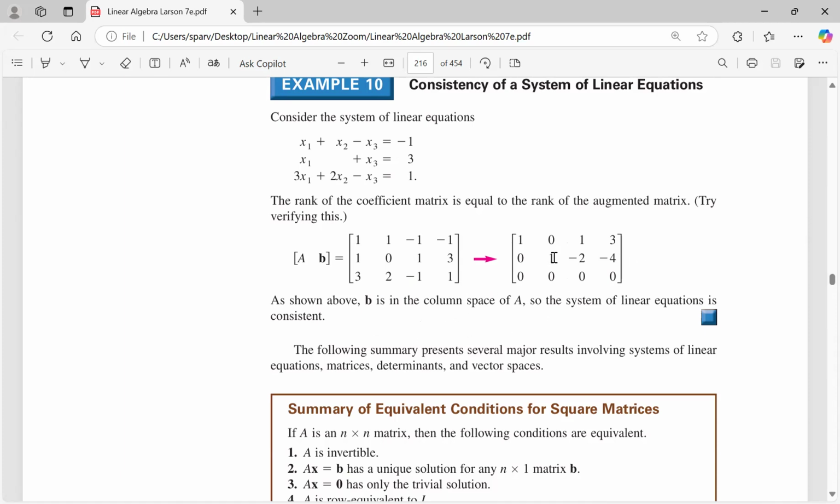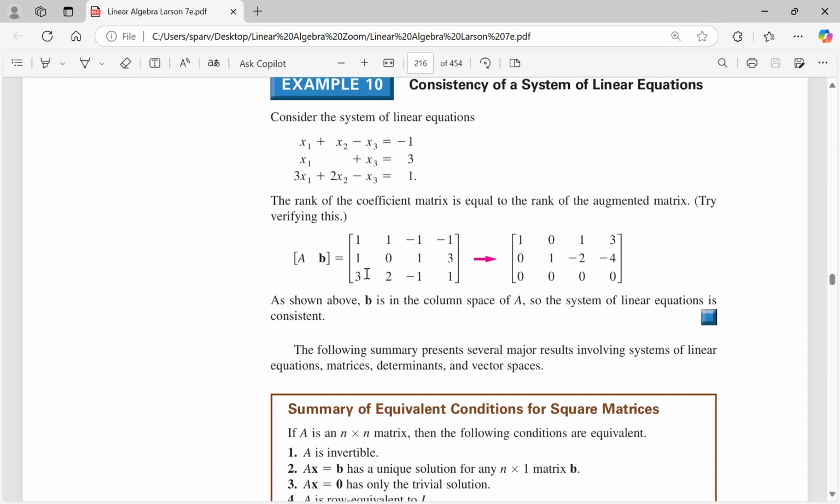Now, how is that in the column space of A? Let's see, what is the column space of A? It's going to be the first column, 1, 1, 3, and the second column, 1, 0, 2, right? So this again just shows that B is in the column space of A. The -1, 3, this.